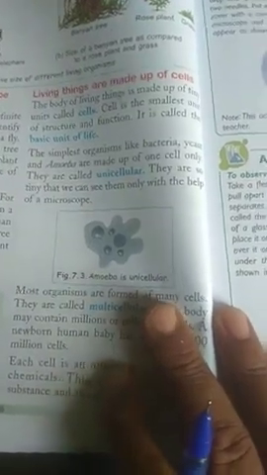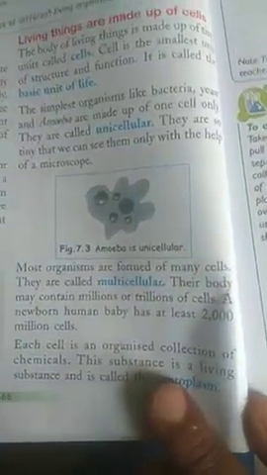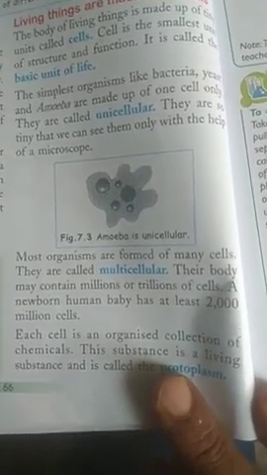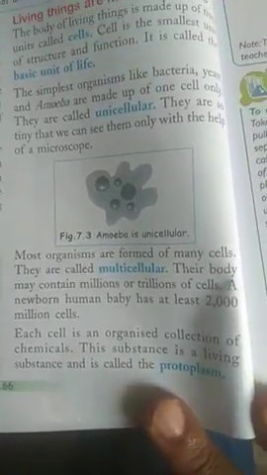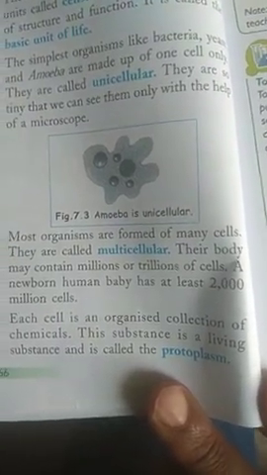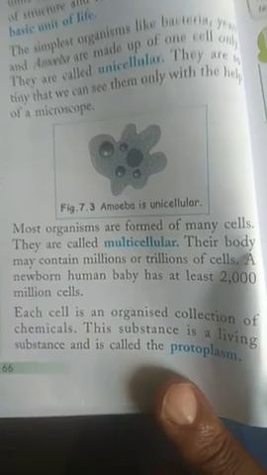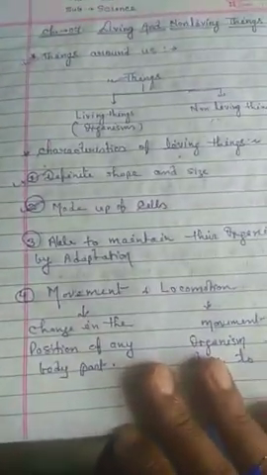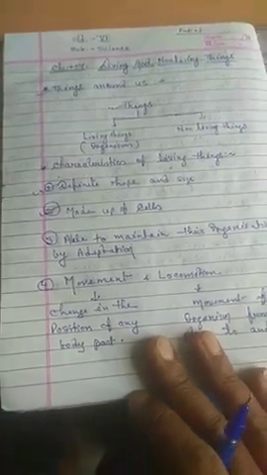Various types of living things are present on the earth's surface. Some are called unicellular and some are called multicellular. Amoeba is an example of unicellular because it is made from only a single cell. And the living organisms made from two or more than two cells are called multicellular. So, two types of living things are present on the Earth's surface, unicellular and multicellular.